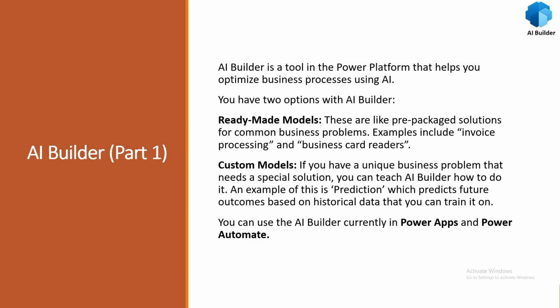So if you have a unique business problem that needs a special solution, you can teach the AI Builder how to do that. So an example of this is prediction, which predicts future outcomes based on historical data that you train it on, but you have to train it on that data. So currently you can use the AI Builder in Power Apps and Power Automate, which we will get into.